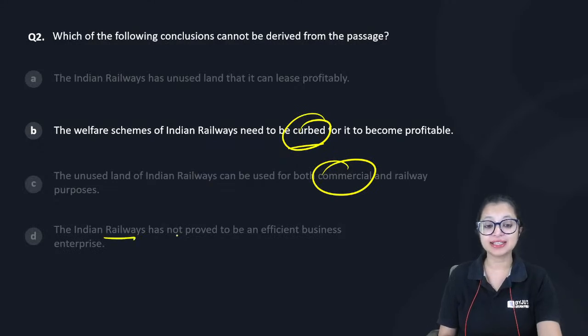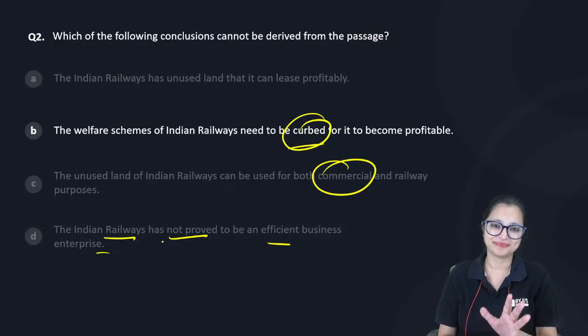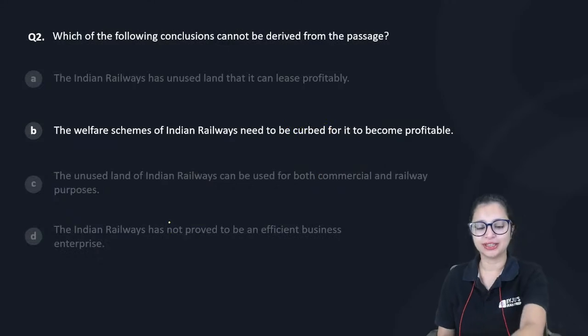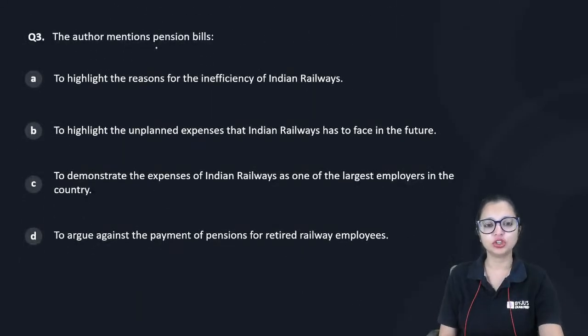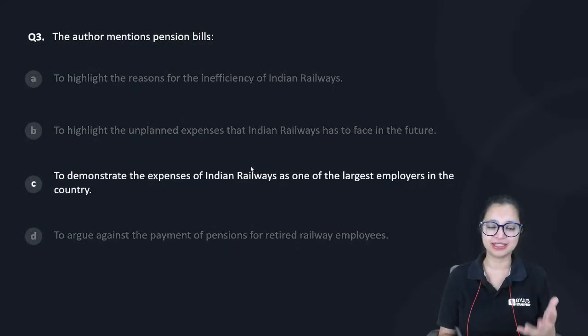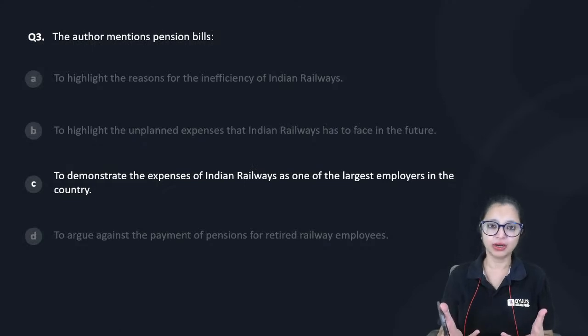The Indian Railways has not proved to be an efficient business enterprise. Yes, अभी तक कोई profitability नहीं है. Business के सेंस में तो प्रॉफिटेबल नहीं हुआ है अभी तक. वेलफेयर स्कीम चल रही है बट क्या रेलवेज प्रॉफिट कमा रहे हैं? नॉट टिल नाउ. सो सी ऑल्सो इज a conclusion in the passage. Let's see question number 3. The author mentions pension bills. Pension bill क्यों mention किया है? So pension is basically अपने employees को बाद में जो pension देंगे उसके लिए भी उनको फंड चाहिए.